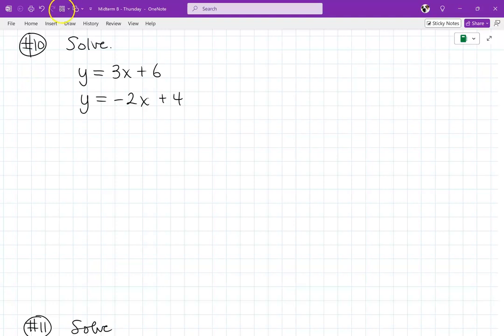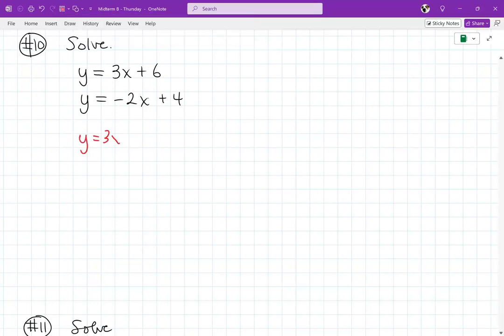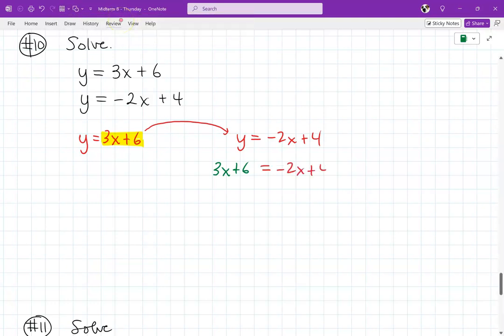But since one of them says y is equal to this, y is equal to that, let me write it out. y equals 3x plus 6. y is equal to negative 2x plus 4. And I'm going to substitute. I'm going to get this part and plug it in there, okay? I am going to move a little bit faster. I hope you guys don't mind. But I get 3x plus 6. Let me write it in green. Sorry. 3x plus 6 equals negative 2x plus 4.